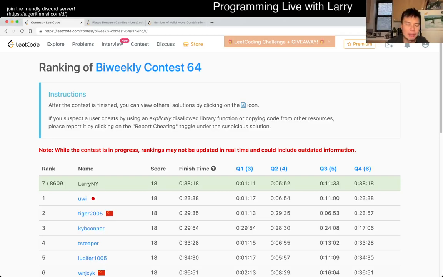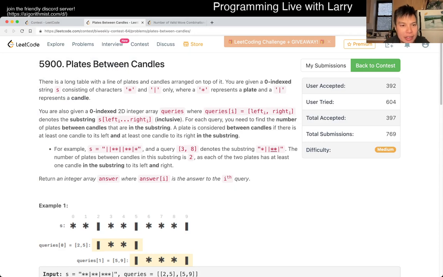This is me going with Q3 of the bi-weekly contest 64, Plates Between Candles.